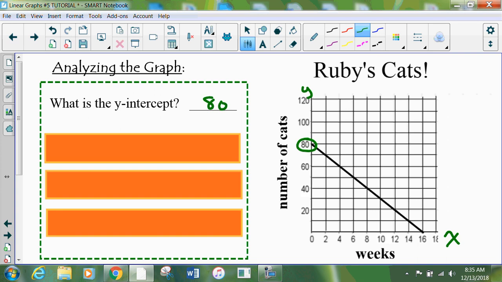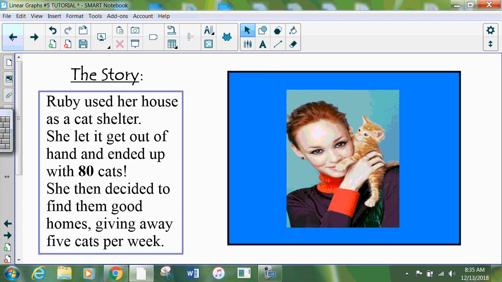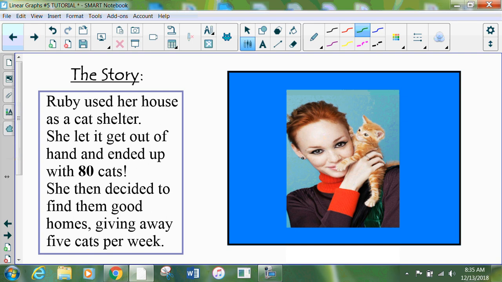Now I could write that as a point, right? I could write that as 0, 80, but we're just going to put 80. So what does the y-intercept mean? If we go back to the story and we see the number 80, it says she let it get out of hand and ended up with 80 cats. So her house, at the point of time where she let it get out of hand, had 80 cats.